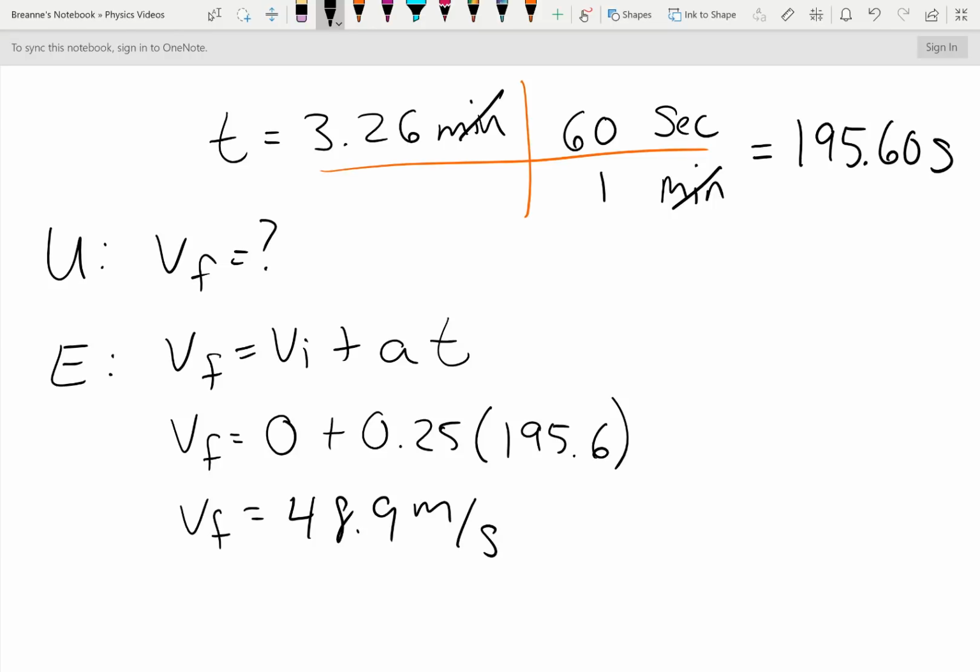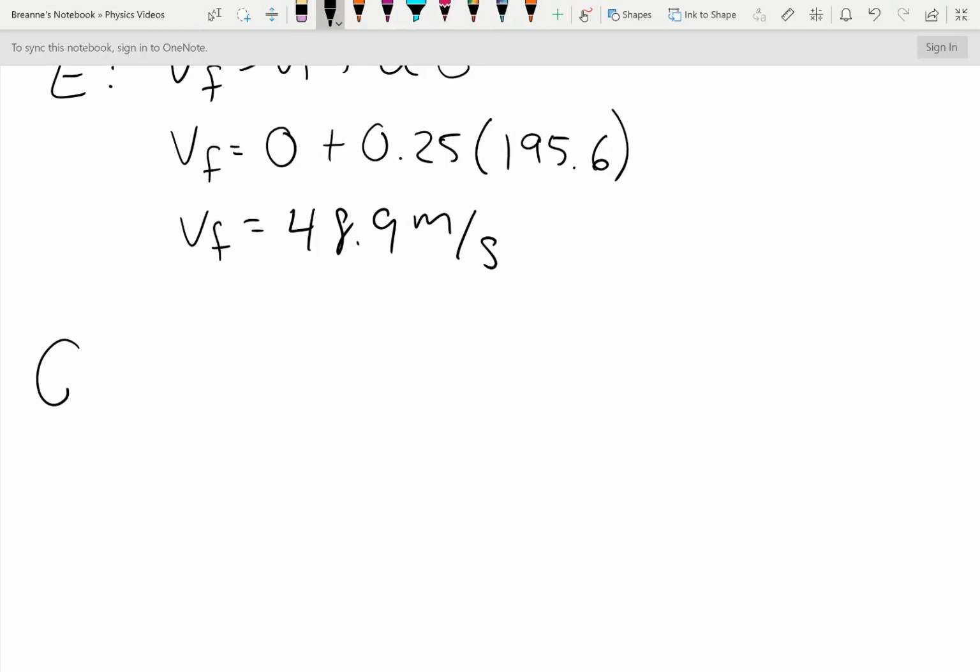There we go. Our next question states: a world-class sprinter can burst out of the blocks to essentially top speed of about 11.5 meters per second in the first 15 meters of the race. What is the average acceleration of the sprinter, and how long does it take her to reach that speed? So we're doing givens. Let's pull out our givens.